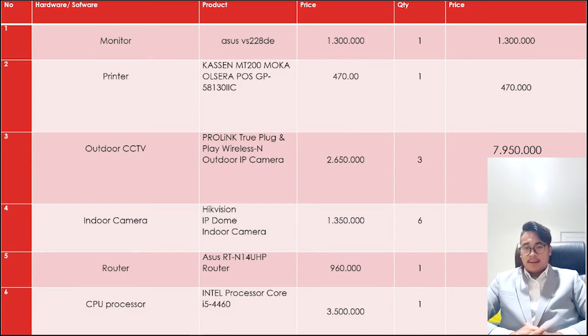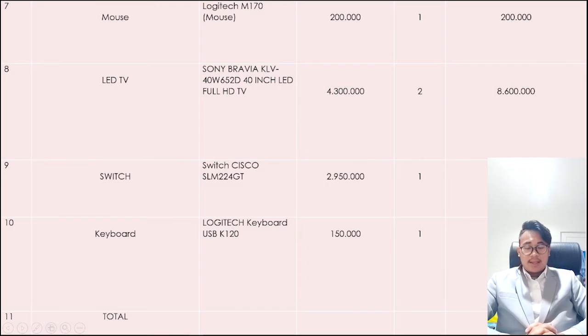The fourth one, we have the indoor CCTV. It costs 1,350,000, and we have 6 of those. In total it is 8,100,000 rupiah. Then we have the router. It costs 960. Then we have the CPU, the processor. It costs 3,500,000. Then we have the mouse. It costs 200,000 rupiah. And we have the LED TV. It costs 4,300,000.